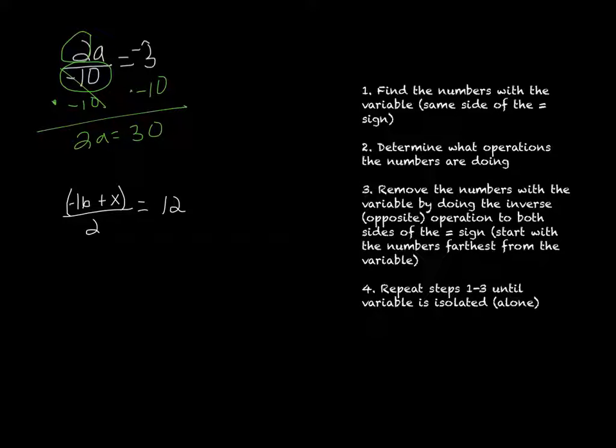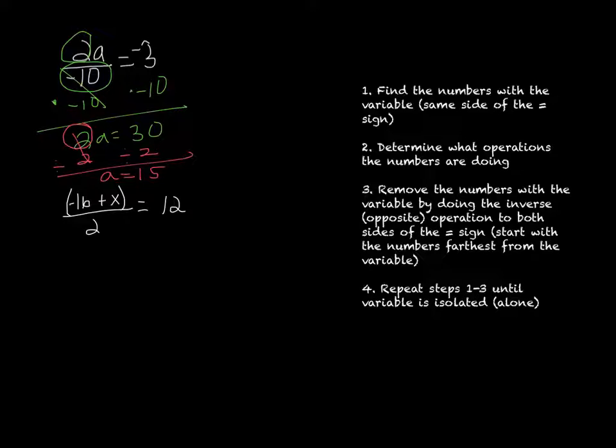Okay. Now again, we're going back up to step 1. Find our numbers with the variable. We have a 2. The 2 is multiplying the a for step 2. To remove it, we're going to do the inverse of the operation. So the opposite of multiply is divide. So we're going to divide by 2. Divide by 2. That's going to cancel. We're left with a. A equals 15.